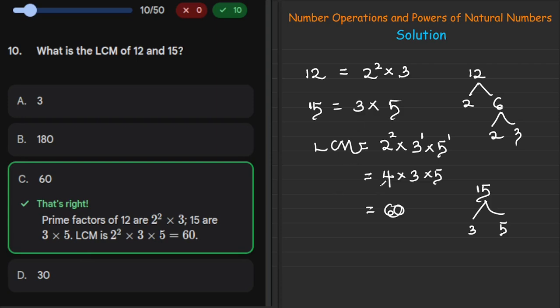That is using the method of prime factorization. And for the prime factorization itself, we used the factor tree method. You could have also used the table method. Let me know if you used the table method and you had the same answer. This is question number 10. And as I said, we would have to rest a little bit. So give yourself some time, then we move to question number 11.